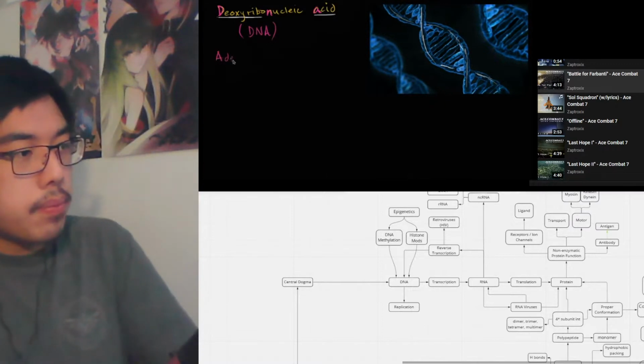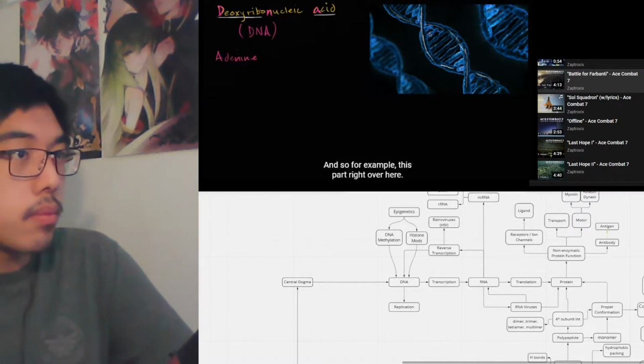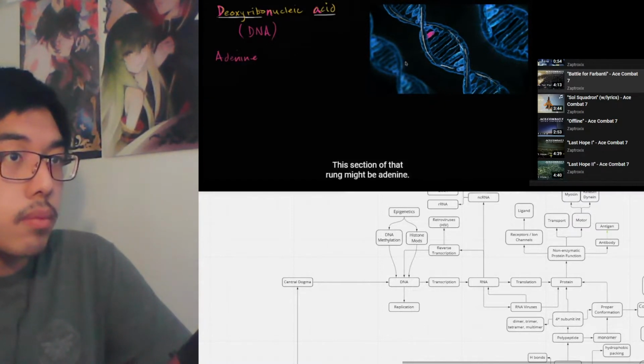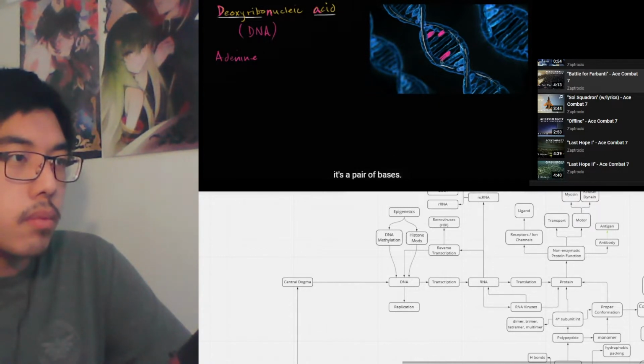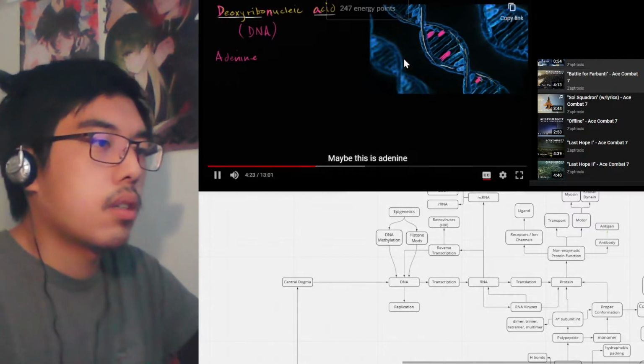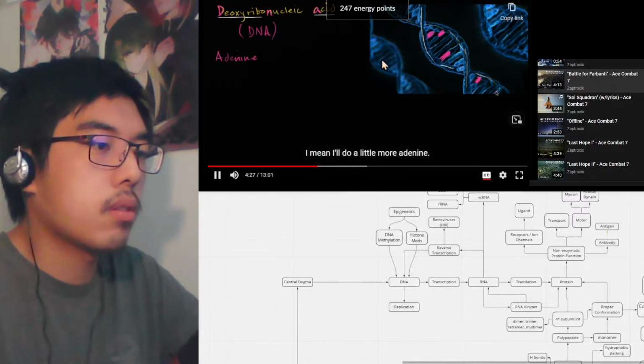Gattaca moment. Adenine. And so, for example, this section of that rung might be adenine. Maybe this right over here is adenine. Remember, each of these rungs is a pair of bases. And that might be adenine. Maybe this is adenine. I'll do a little more adenine. Maybe that's adenine right over there.